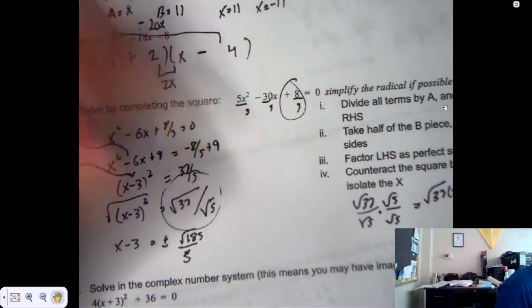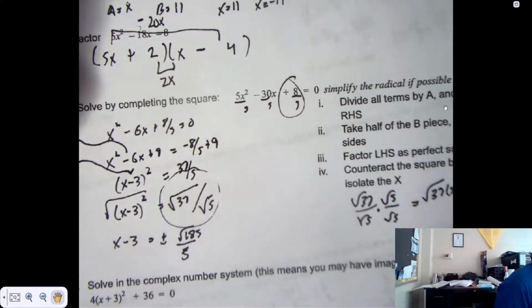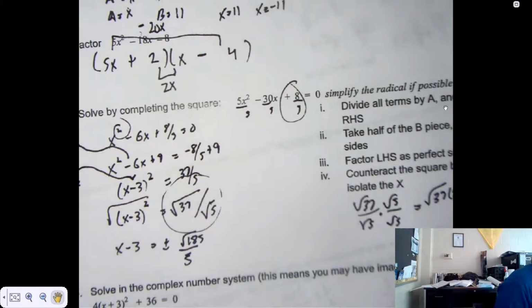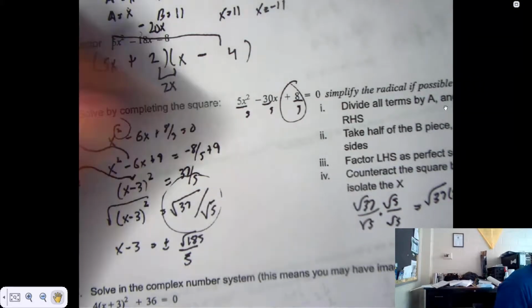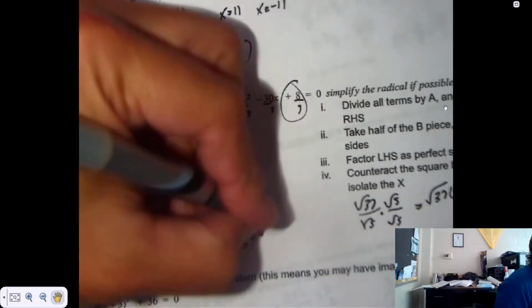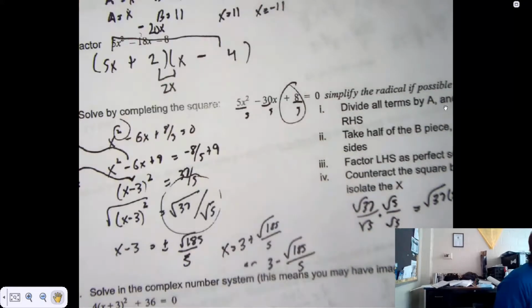It's done. Why did I include plus or minus? There's 2 answers. It's x squared. That's where you throw it in. You always throw it in when you start taking square roots. Last thing is to add what? So we got 3 plus root 185 over 5, or 3 minus root 185 over 5. And if you write me an ugly answer, mathematically correct or not, I will dock points. I don't do ugly.